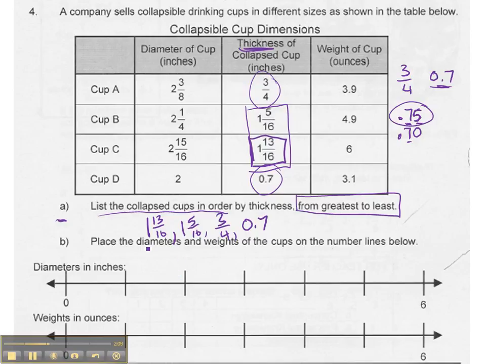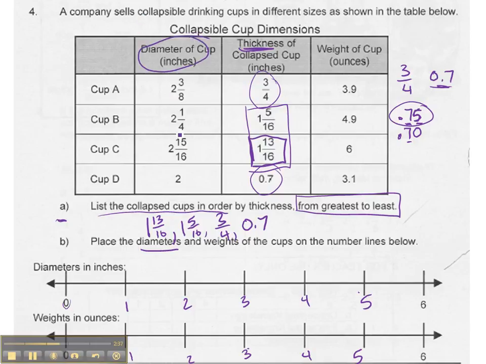Part B asks us to place the diameters and weights of the cups on the number lines below. If you look at the number lines, they've already specified the endpoints, 0 and 6. So these would represent 1, 2, 3, 4, and 5 on both of these number lines. Let's deal with the diameters first. That's this column.